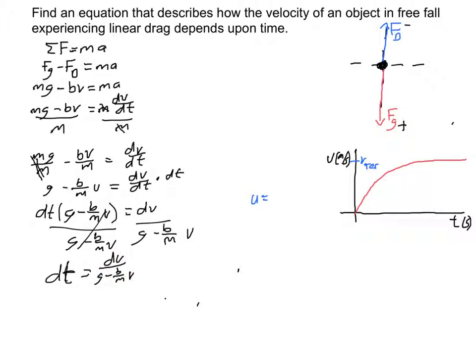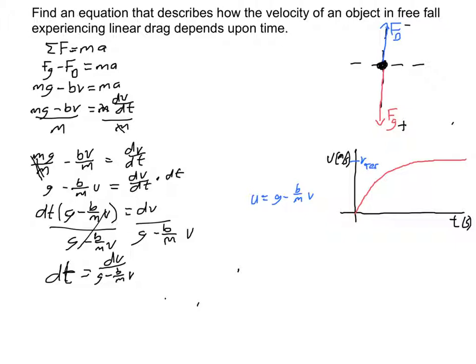Let me set u equal to everything in the denominator, g minus b over m v. Well, that's quite nice and nifty because then I can replace everything down here with the letter u. The problem is I have a dv up here as well, and I can't do dv du.